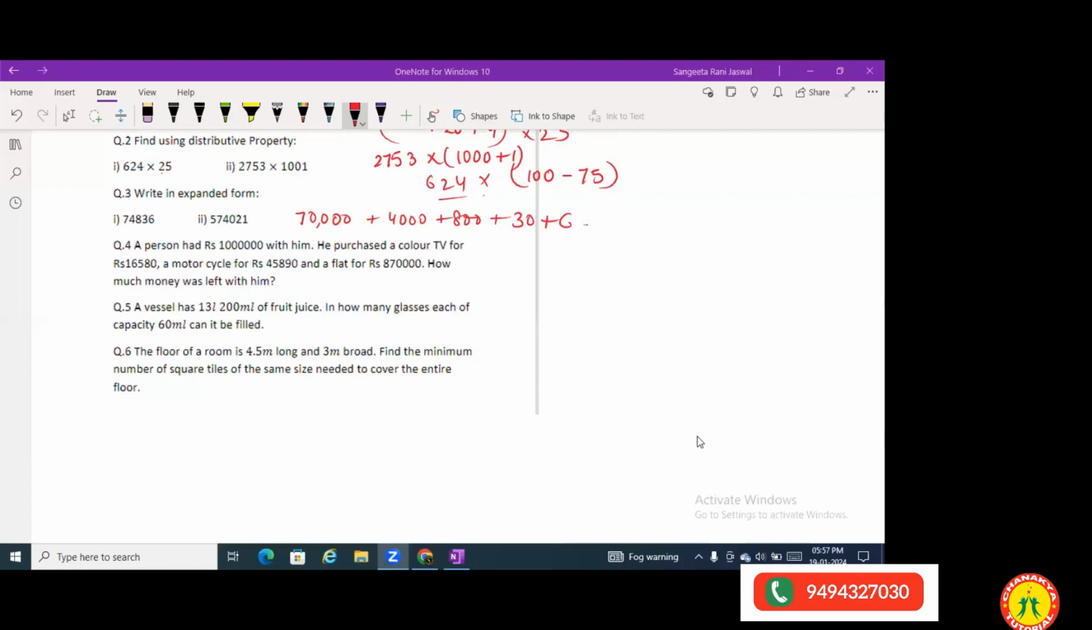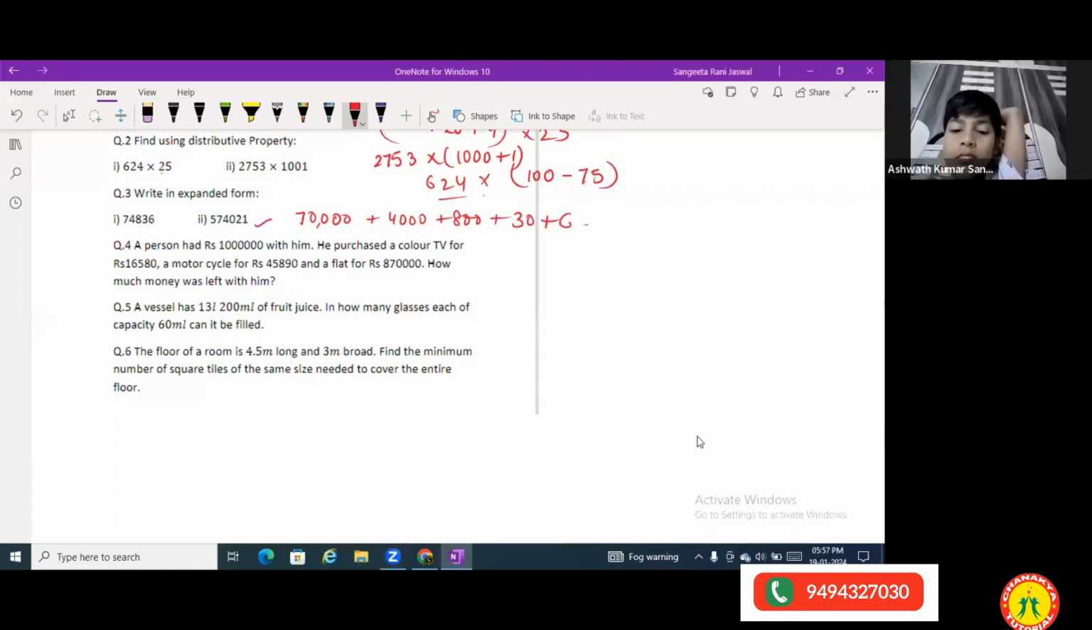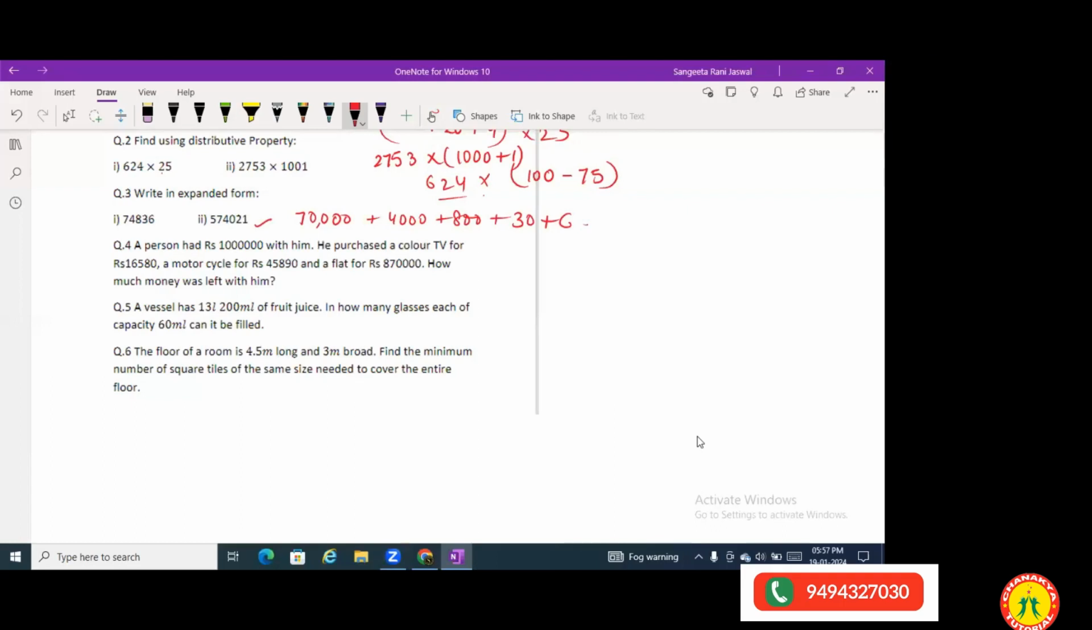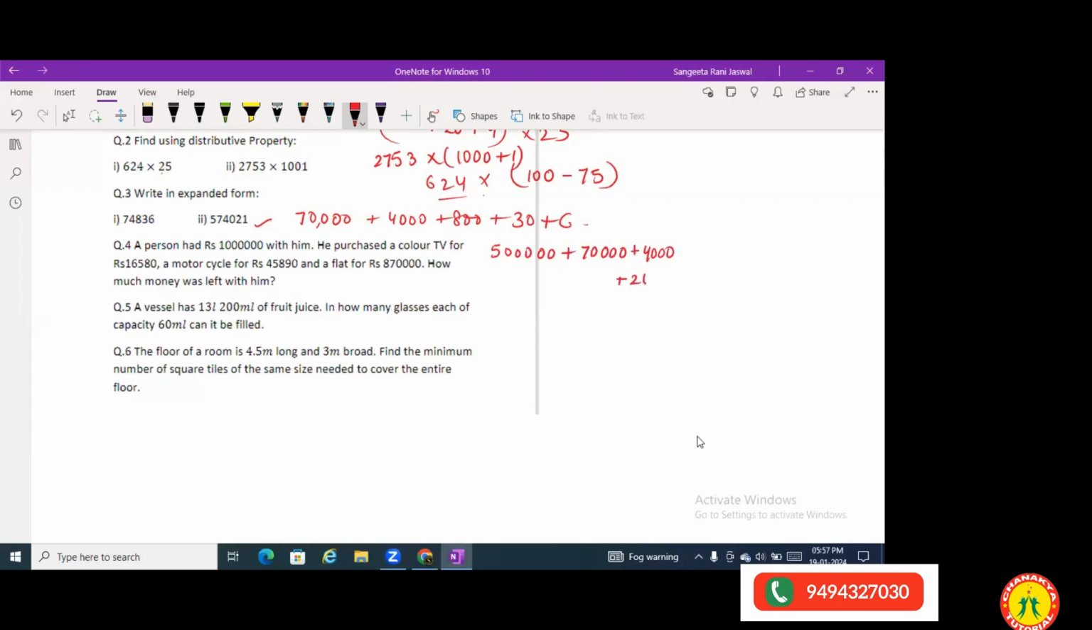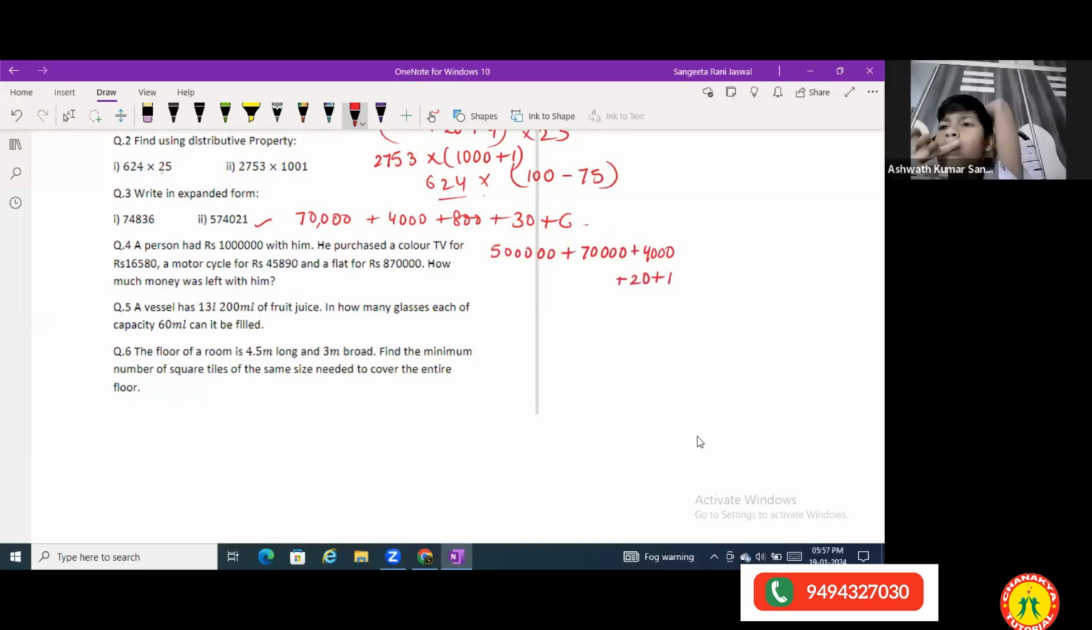Now same way we had to do this one. So now here, 5 is at the lakhs place. So this will be 5 and 5 zeros here. Then 70,000 plus 4,000 plus 20 plus 1. Right? Now question number 4.